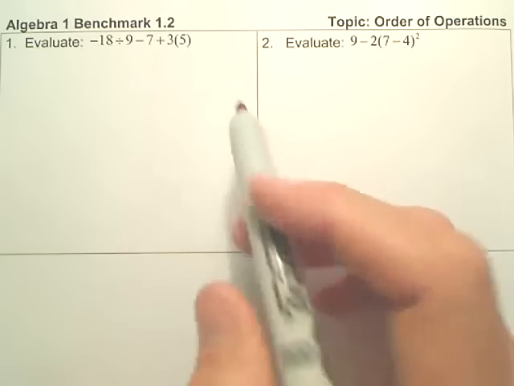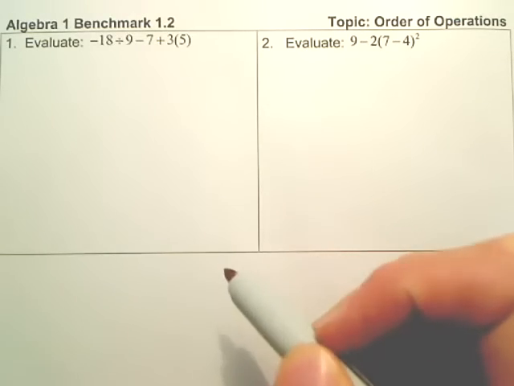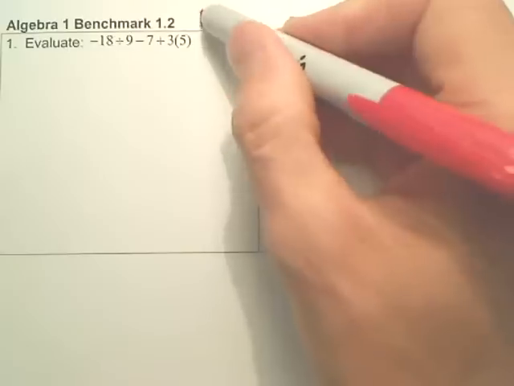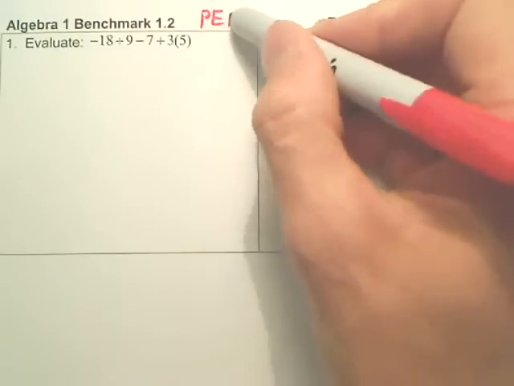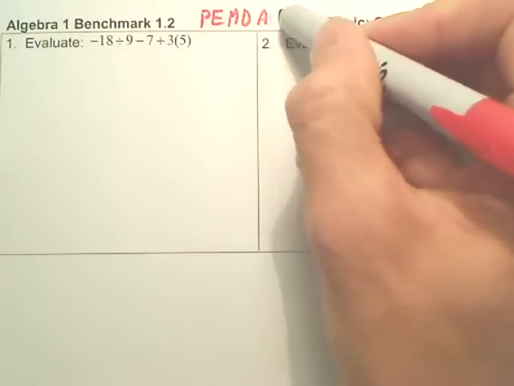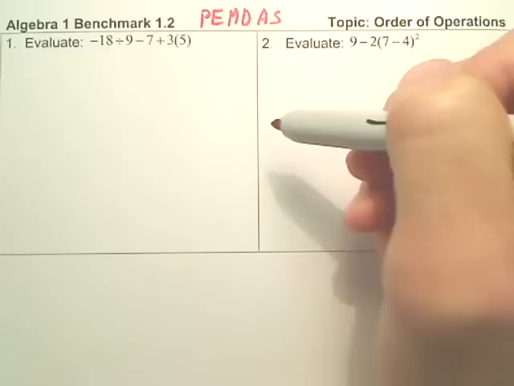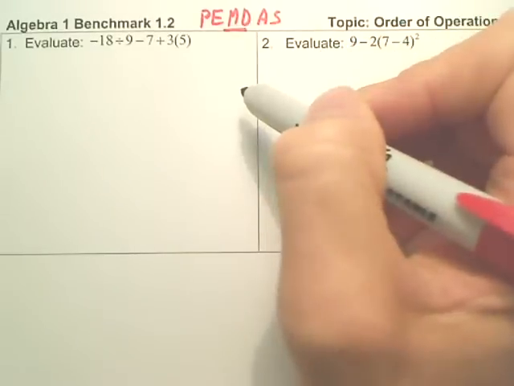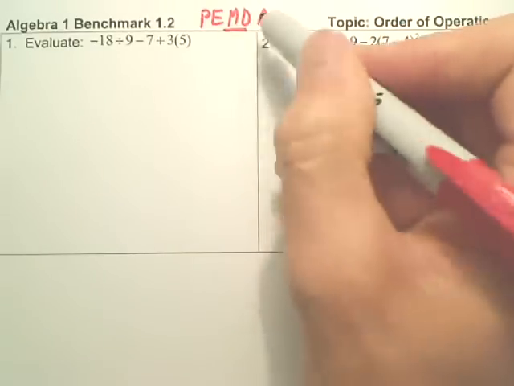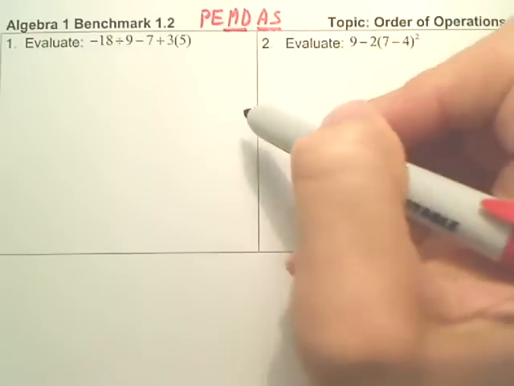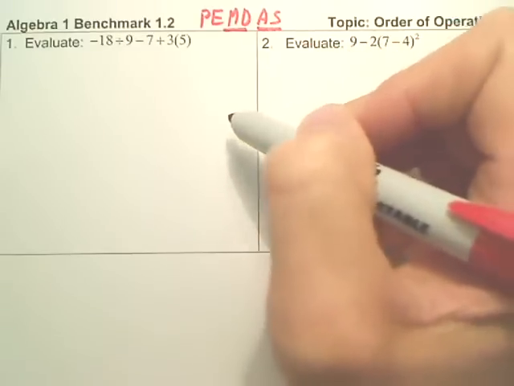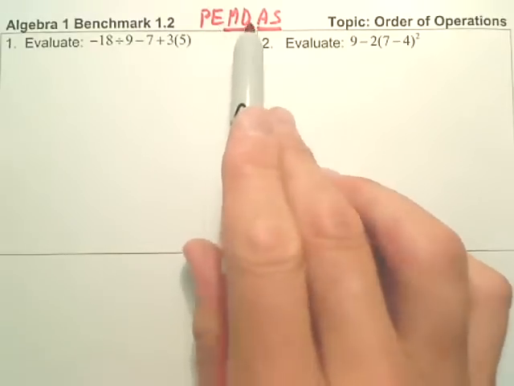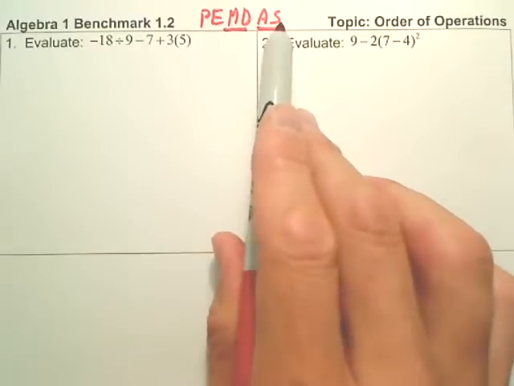Evaluate the following. We first got to remember order of operations. The order of operations are, please excuse my dear Aunt Sally. Remember, multiply and divide, left to right. Add and subtract, left to right. It's really four things: parentheses, exponents, multiply, divide, add, subtract.